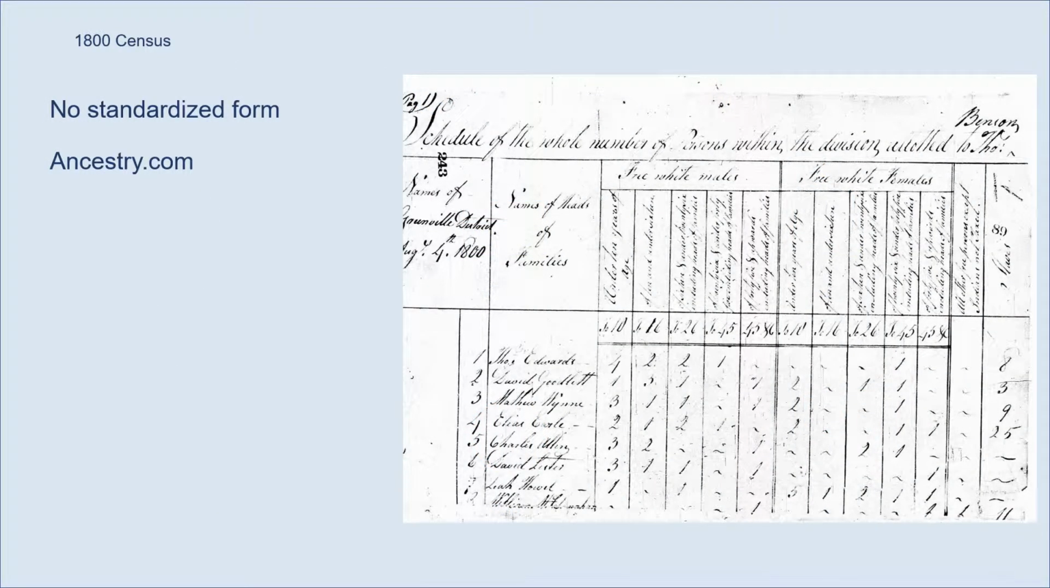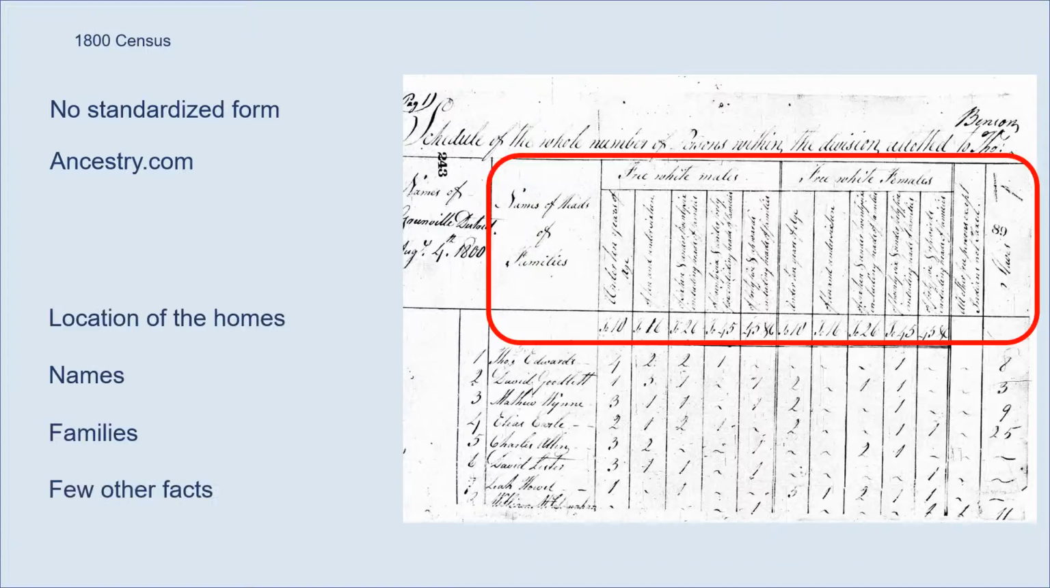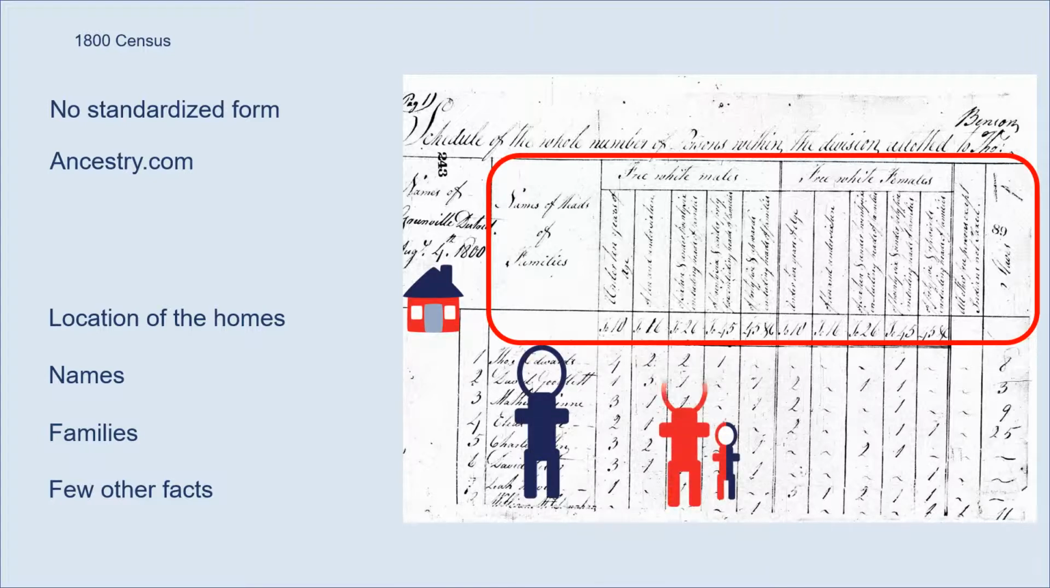The 1800 census did not have a standardized form. The census takers would write out the column titles at the beginning, but usually did not rewrite this at the top of other pages. The images found in this presentation can be found on Ancestry.com. The information in 1800 is sparse, but we can learn about the location of homes, names of the head of household, a little about the families, and a few other facts.